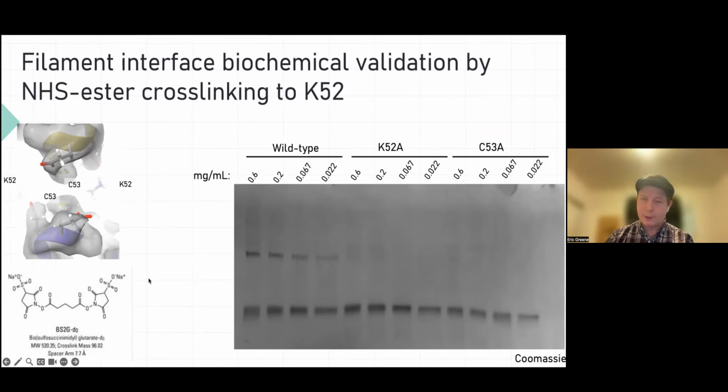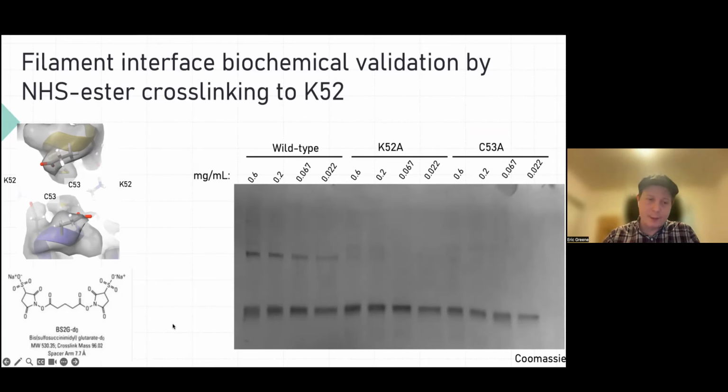This is just one example of a cross-linking experiment. I used a bifunctional NHS ester to cross-link K52 to K52. This had a very, very short spacer arm of 7.7 angstroms, so it's very restricted. And what I could see was that in our wild-type enzyme, I could get pretty robust cross-linking across this interface. Mutation of that lysine to an alanine basically completely ablated that cross-linking, and so did the cysteine 53 to alanine mutation, which also obliterated it.